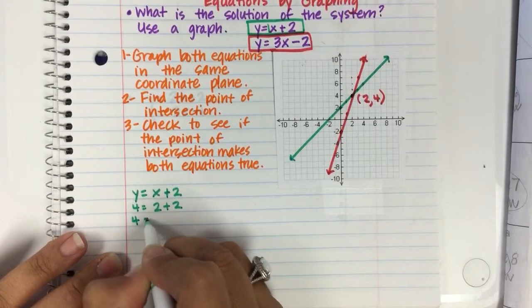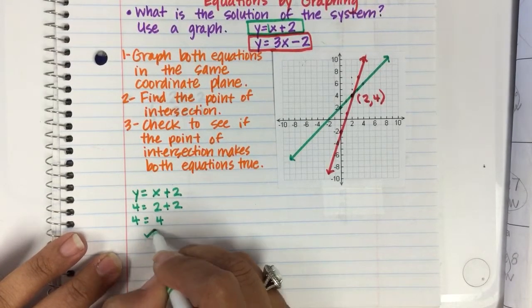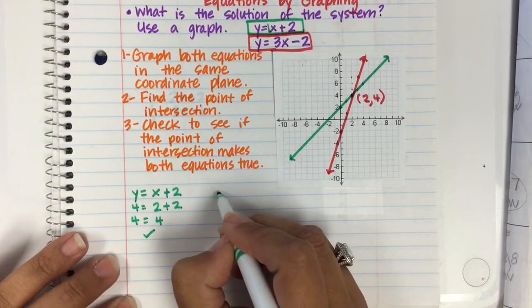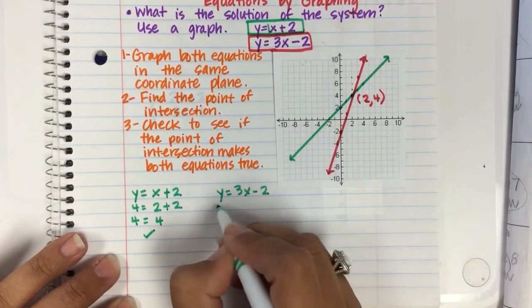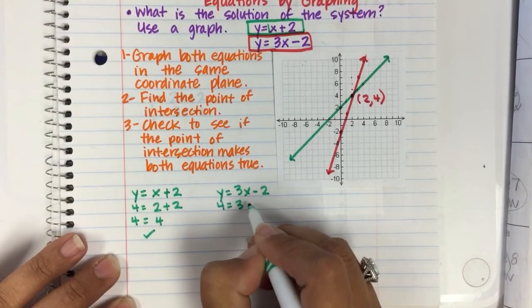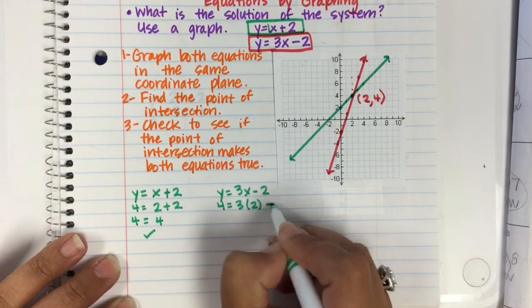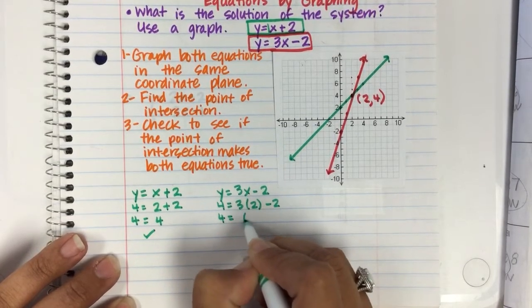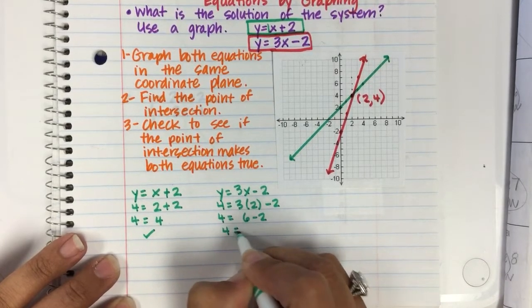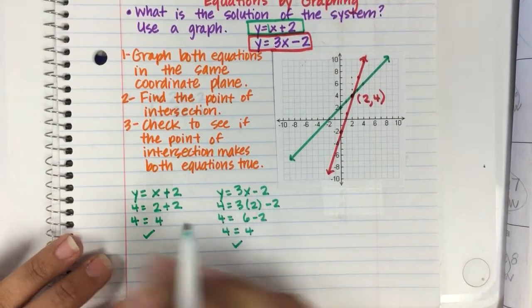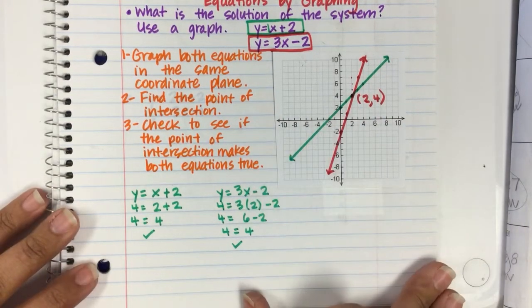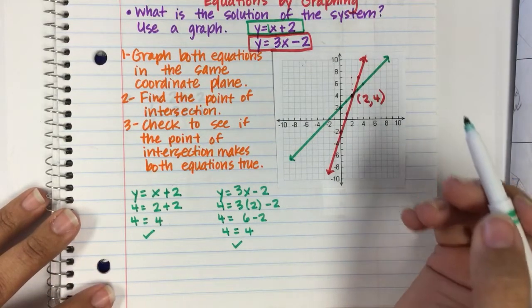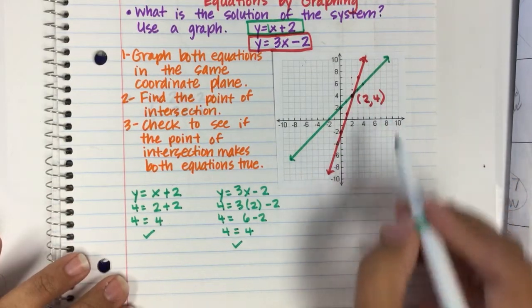All right. So that's true. That checks out. And then I'm going to plug it in the second one. Y is equal to 3x minus 2. Y is 4. X is 2. So 6 minus 2 is 4. So when it makes both equations true, I know that it is the correct equation, a solution to that system of equations. So the solution would be 2, 4.